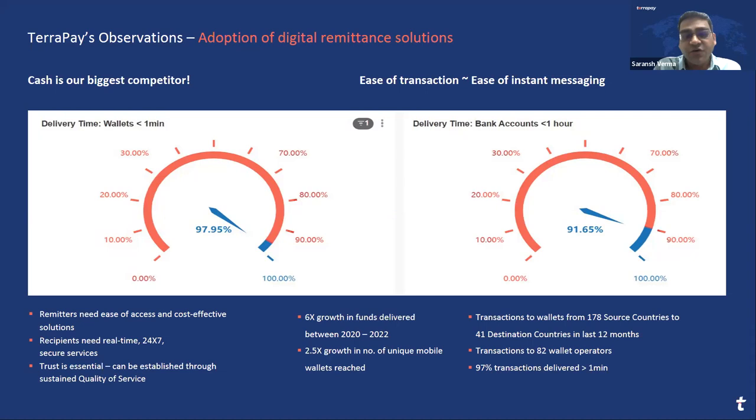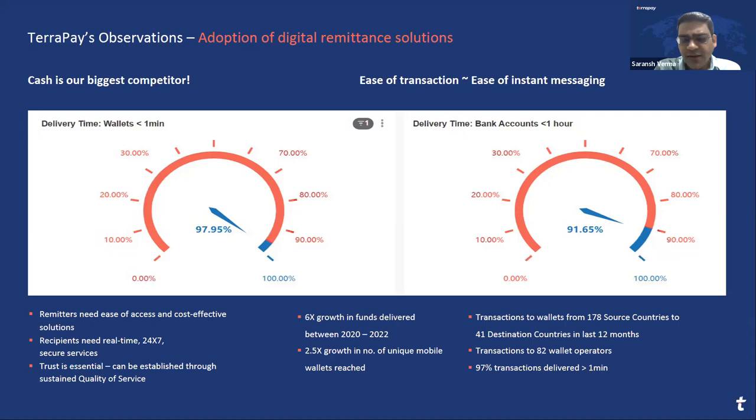Out of that, we've also noticed that there has been 2.5x growth in the number of unique mobile wallets that we've been able to reach. Now, this magnitude of growth cannot be due to people migrating from one formal channel to another because of ease of access only. The number of migrants and the industry hasn't grown in such multiples. So clearly, this is an indicator, as far as we understand, of digital channels being adopted by those who were using informal channels earlier.